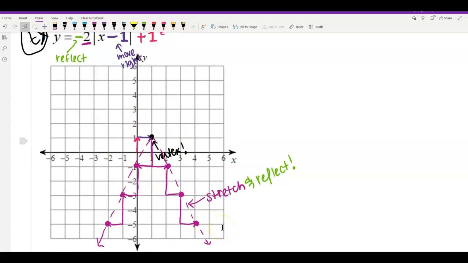Okay? All right, so that was graphing lines and absolute values. Next time we'll graph quadratic equations.